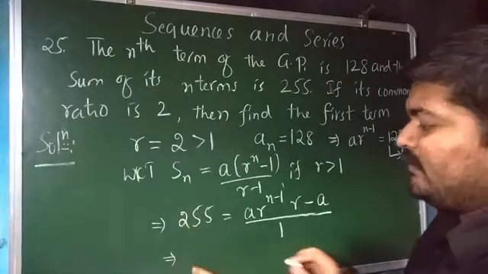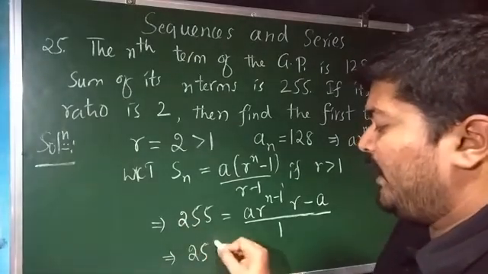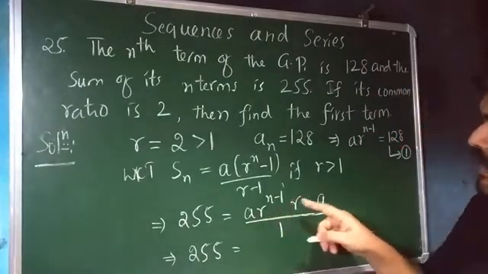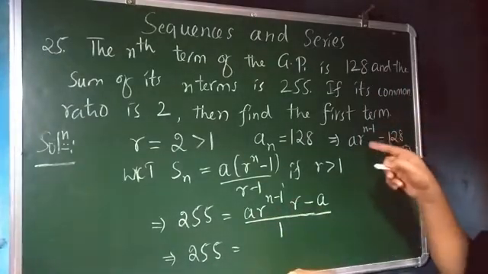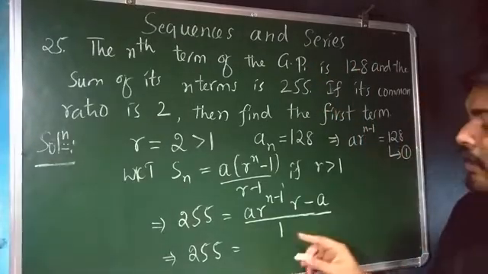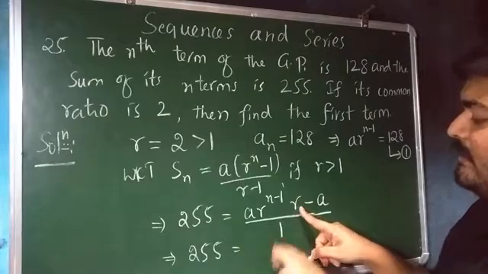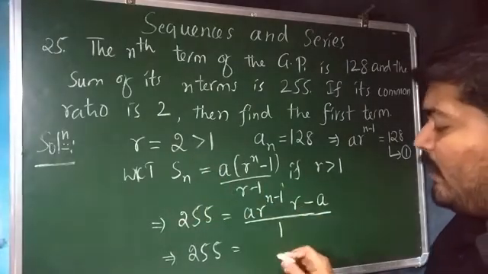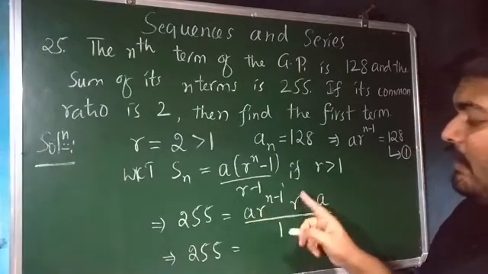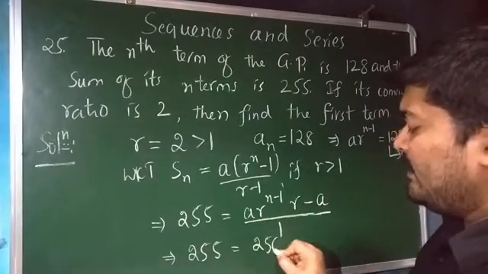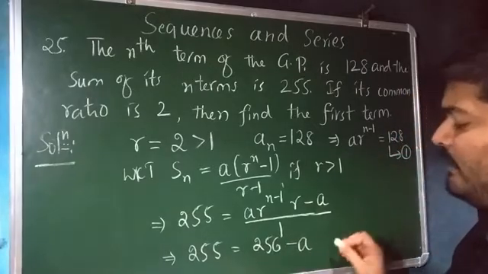Now here your task is to consider 255 is exactly equal to a into r power n minus 1, that is nothing but this expression, the nth term of this particular GP, which is equal to 128. 128 is multiplied with r. The r value is 2, isn't it? So what you are left with: 128 multiplied with 2, that is exactly 256, minus a as it is.